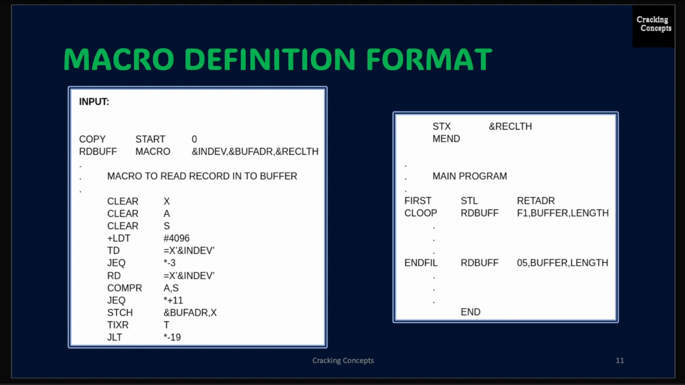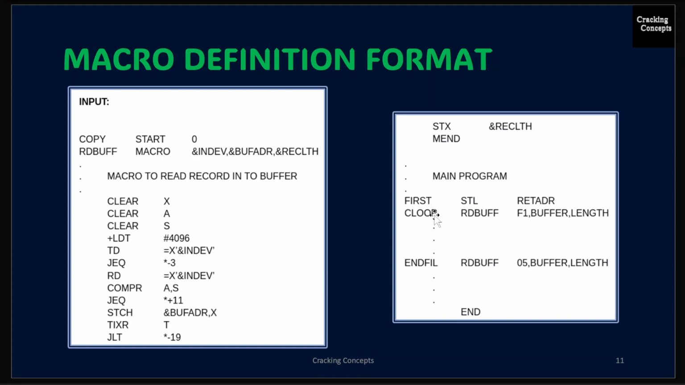Now this is an example of a program where we have a macro definition. The name of the macro here is RDBUFF MACRO, and the parameter list, which starts with an ampersand and is separated by commas. Then we have the definition of the macro, and finally MEND, which marks the end of the macro.